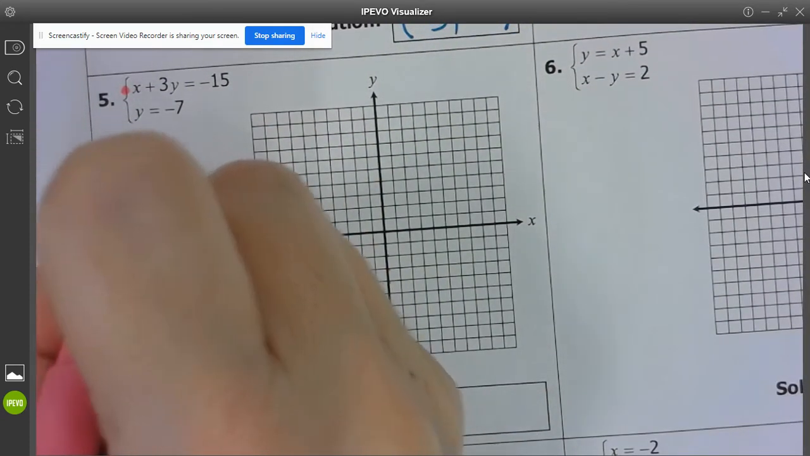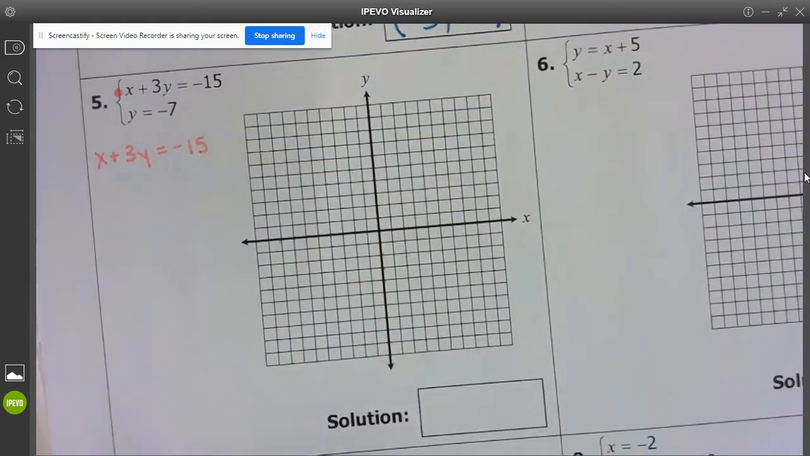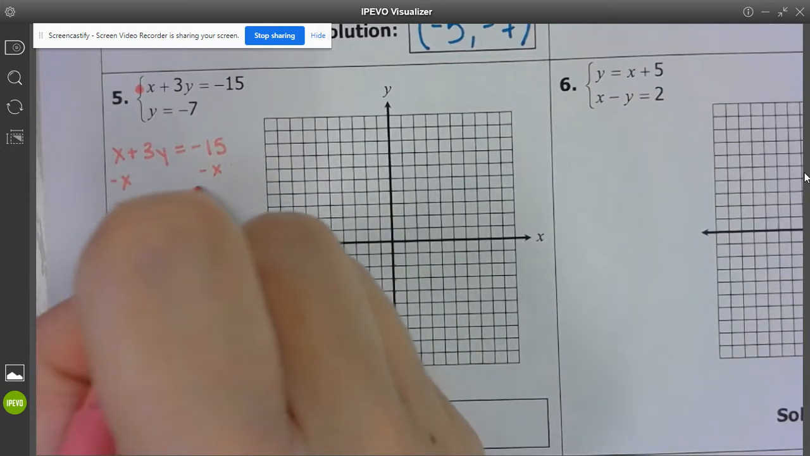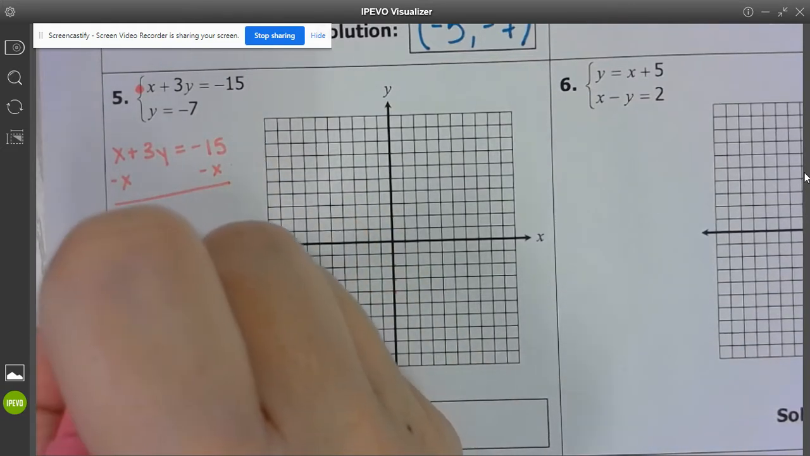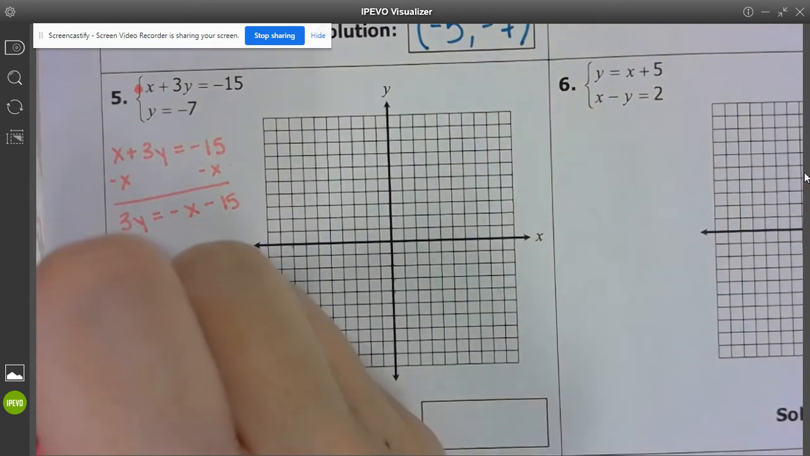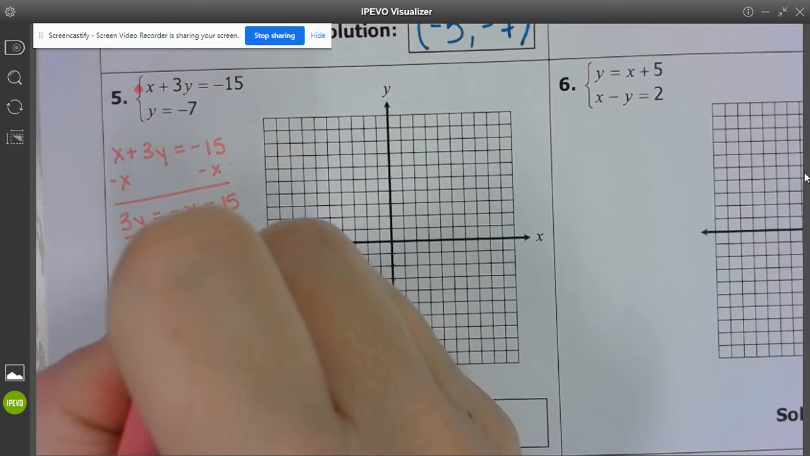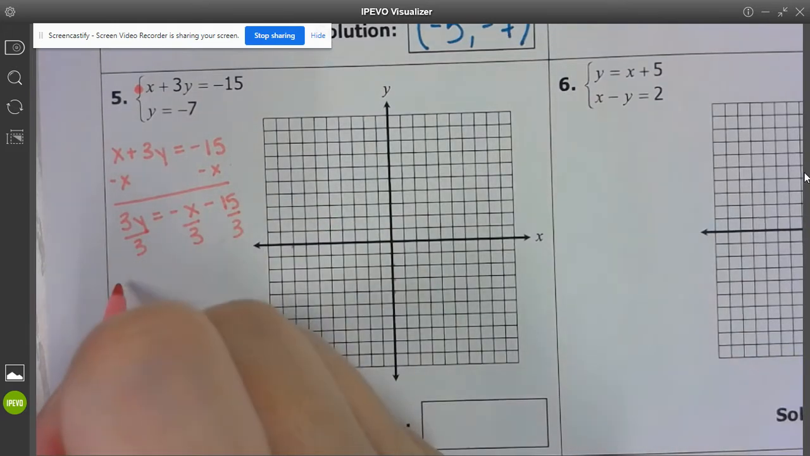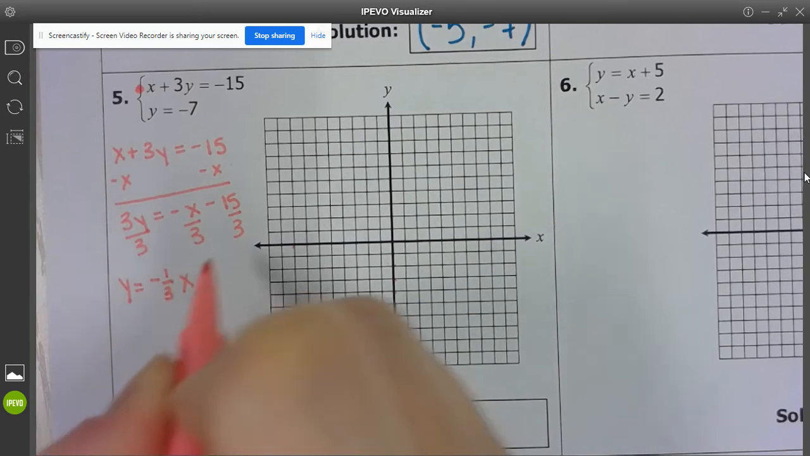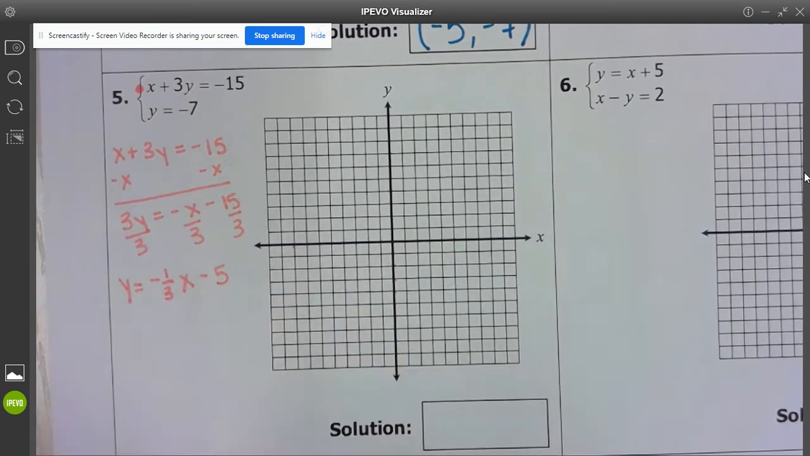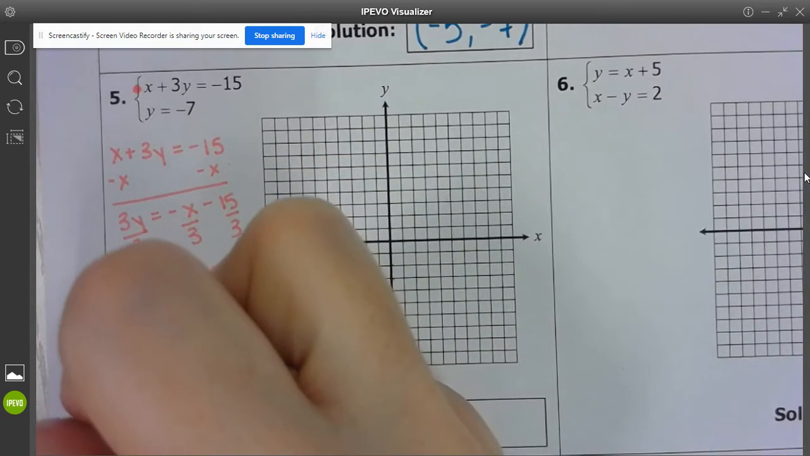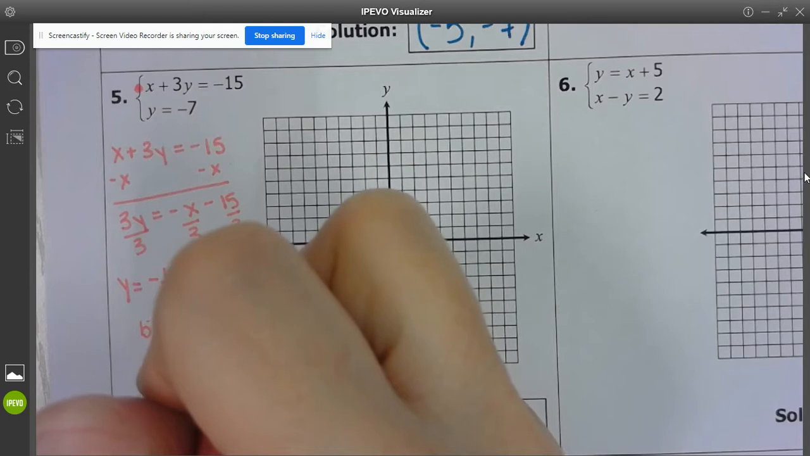x plus 3y equals -15. I'm going to subtract x. 3y equals -x minus 15. Divide by 3. y equals -1/3 x minus 5. So b is -5, and our slope is -1/3.